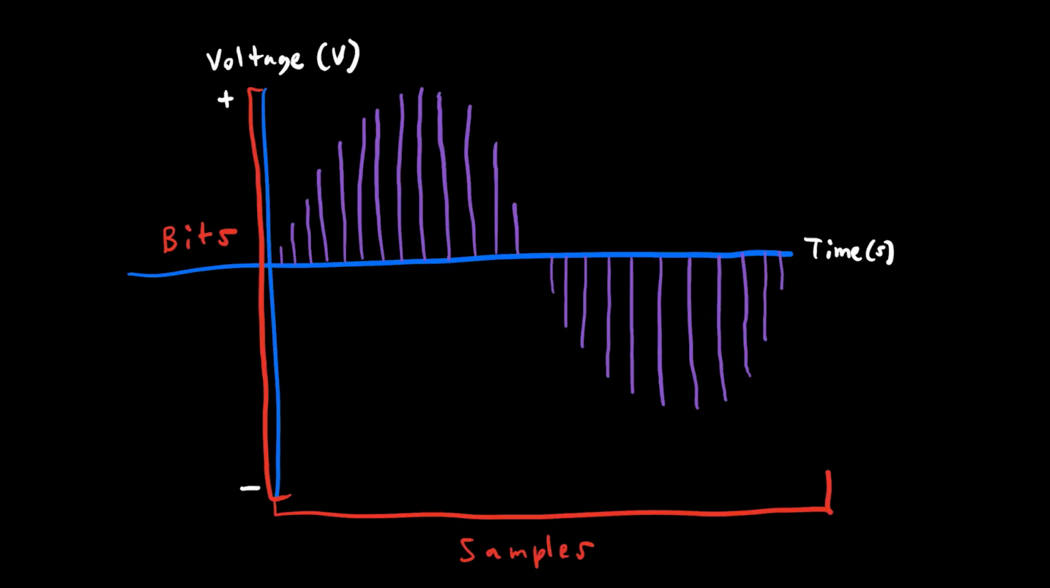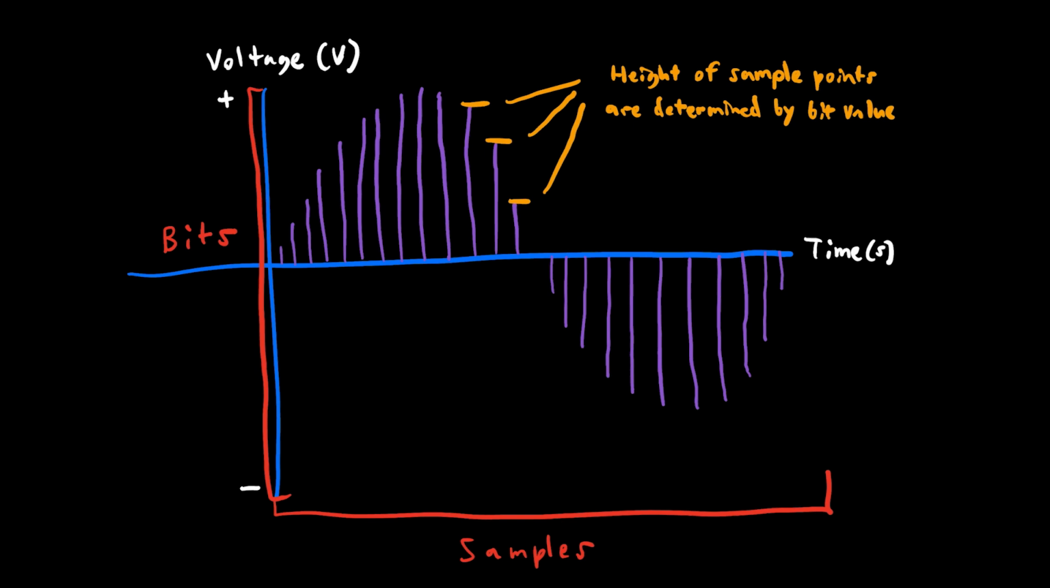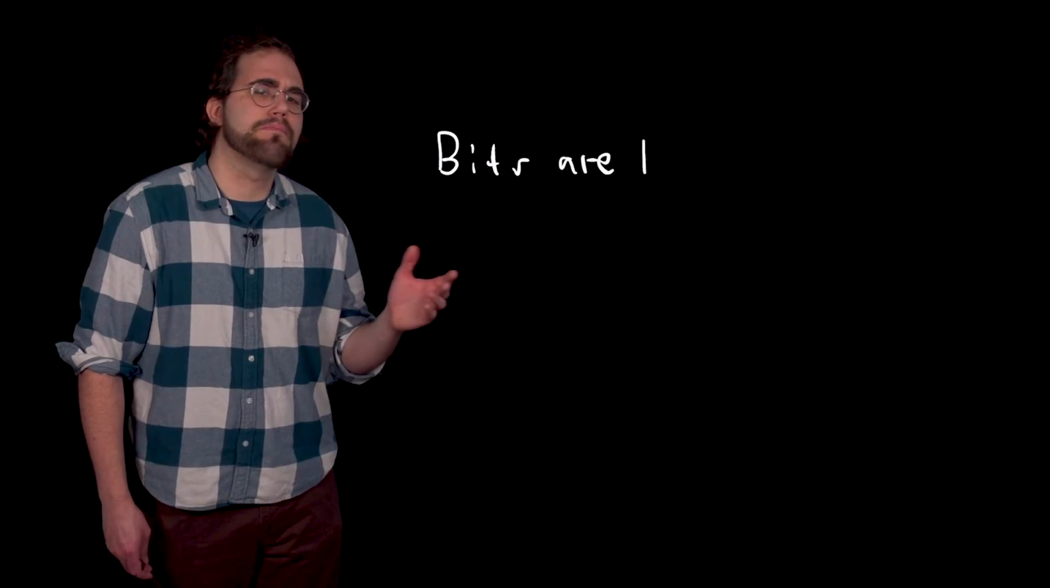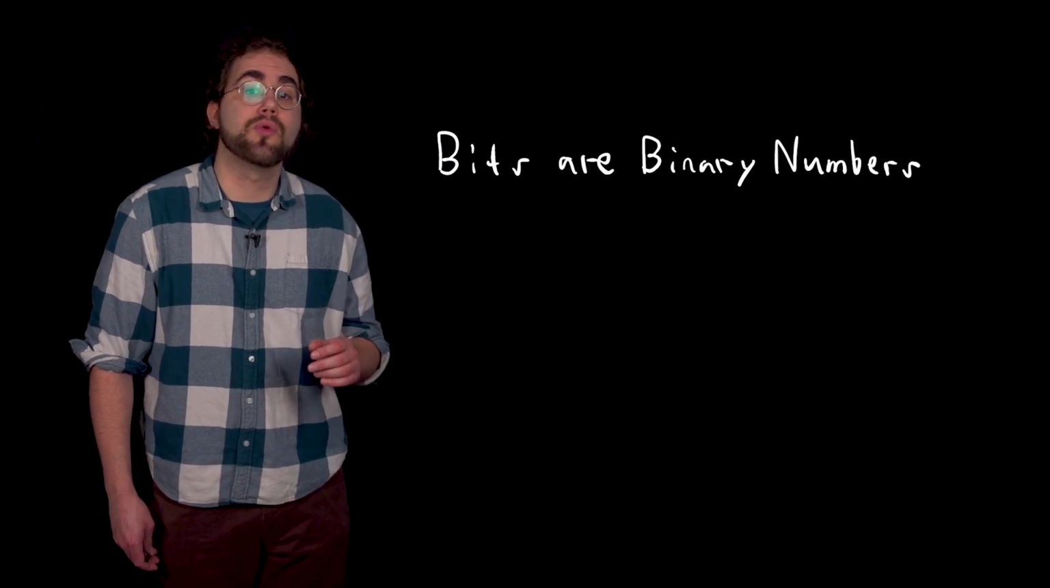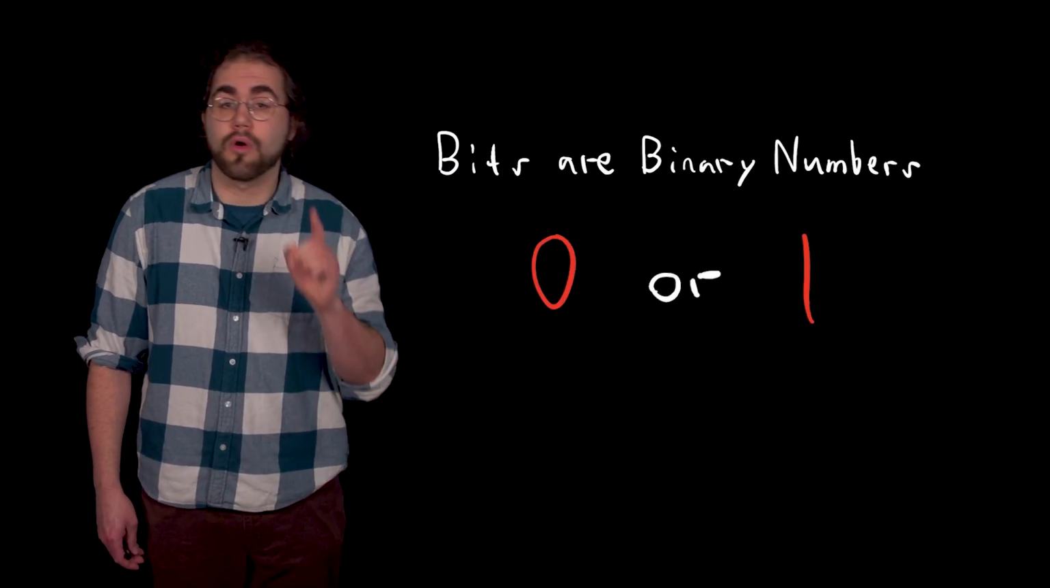Now, if we look back at that graph I showed earlier, each sample point on the digitized waveform holds a specific value that is determined by the number of possible bits. Bits are binary numbers, which means they can only either be a 0 or a 1. Let's show the possible amount of voltage points a few bit depth values can record.